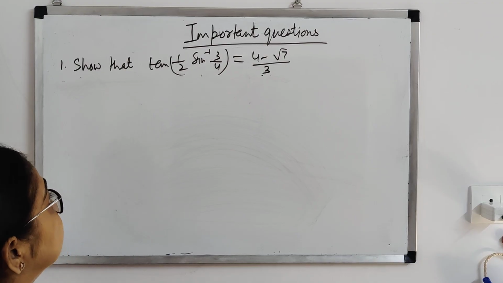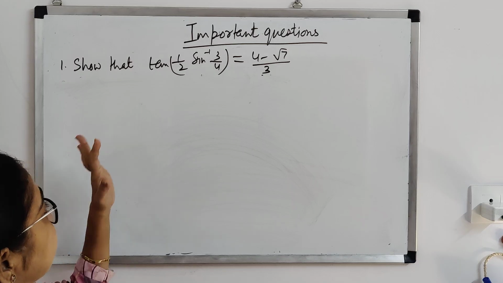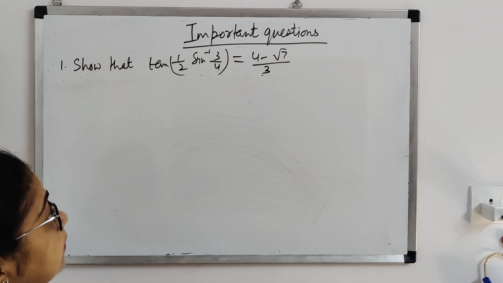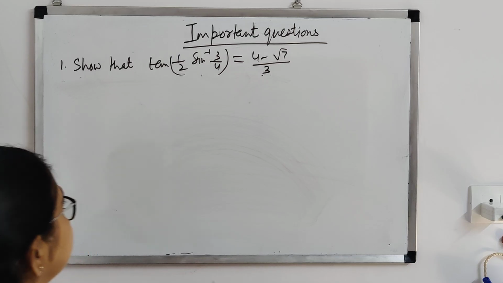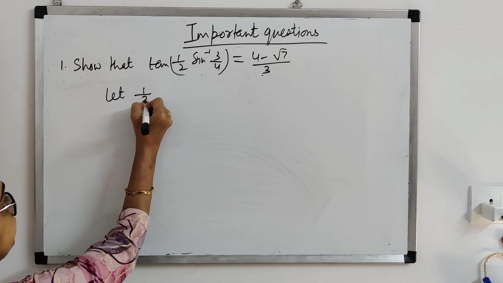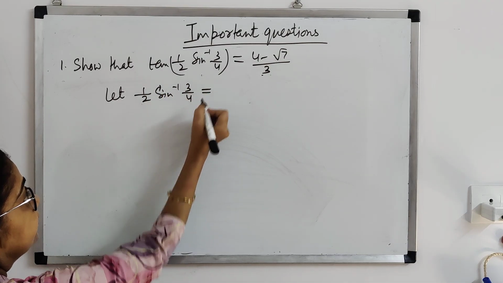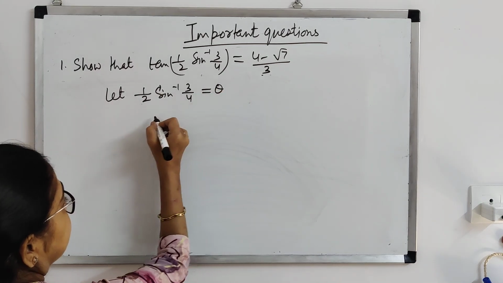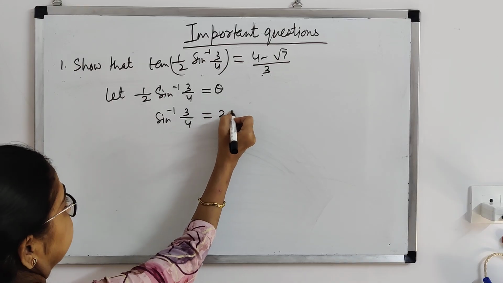Today we are taking up some important questions of inverse trigonometry. The first question is, show that tan of half sine inverse 3 by 4 is equal to (4 minus root 7) by 3. So how do we proceed? First we assume half sine inverse 3 by 4 is equal to theta. So sine inverse 3 by 4 is 2 theta.